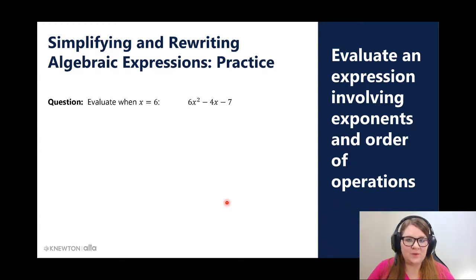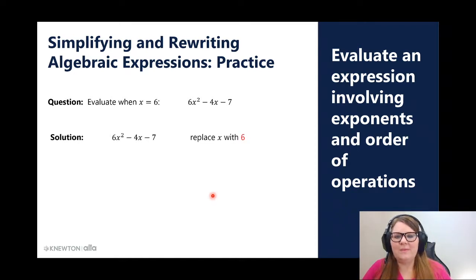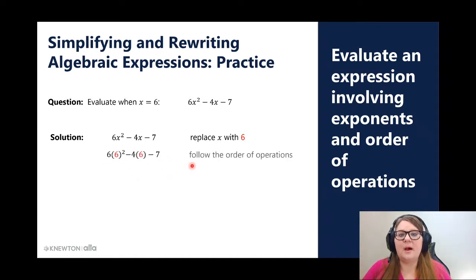All right, let's try another one: 6x squared minus 4x minus 7. So I want to replace the x's with 6's. If you aren't already doing this, I recommend that when I give you these practice problems, after you get the hang of it, you go ahead and pause the video and try the practice problem before I show you the answer. Okay? You've already tried it, right? Okay, so we're going to substitute x equals 6 in for the x. That means everywhere there's an x, I'm going to put a 6, but I am going to put parentheses around it.